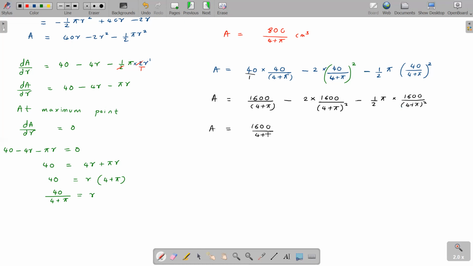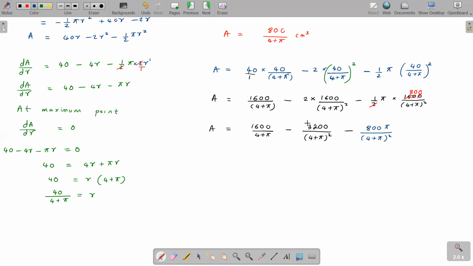1600 over 4 plus pi, minus 2 times 1600 is 3200, right? 3200 over 4 plus pi square. The half and 1600 can cut off, right? 2 times 1, 2 times 8 is 16, 0 and 0. Do you agree with me? So I end up getting 800 pi over 4 plus pi whole thing square.